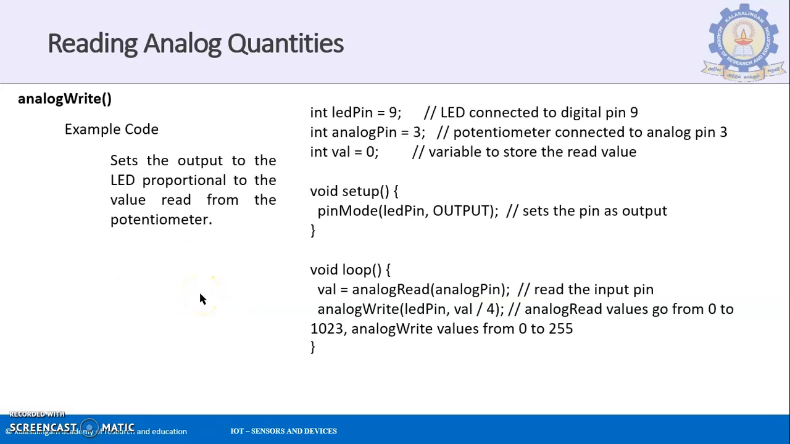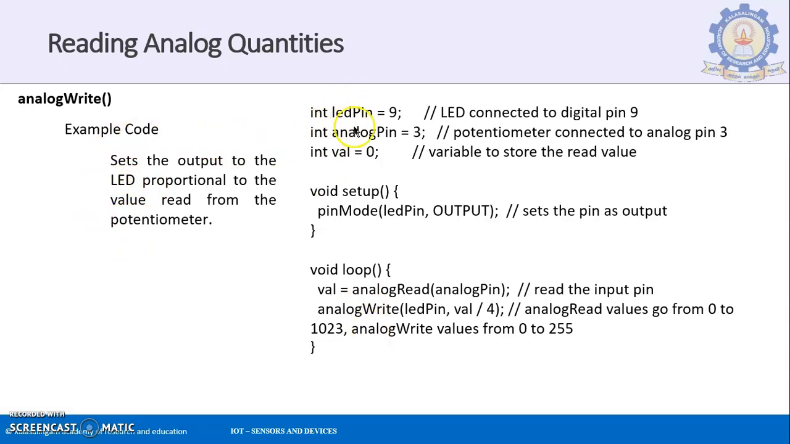And this is the example code for that. It sets the output to the LED proportional to the value read from the potentiometer. So from a potentiometer, I read a particular value, and according to that value, I vary the brightness of my LED. That is this code.